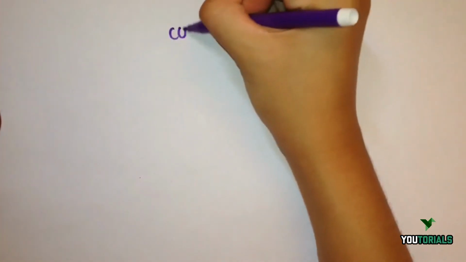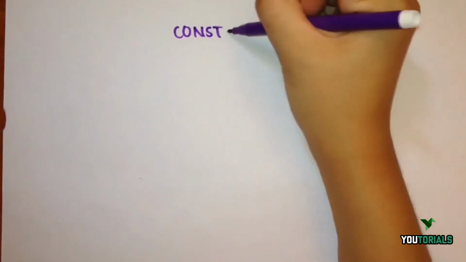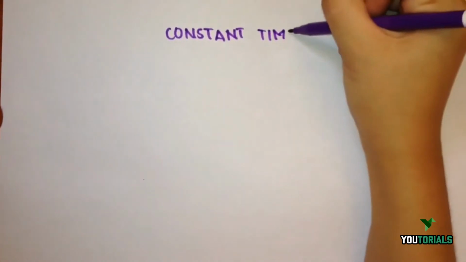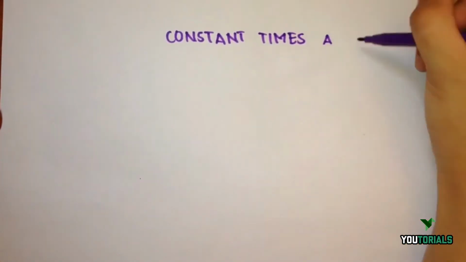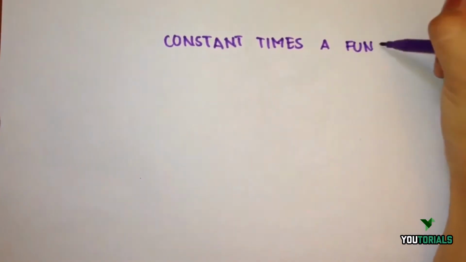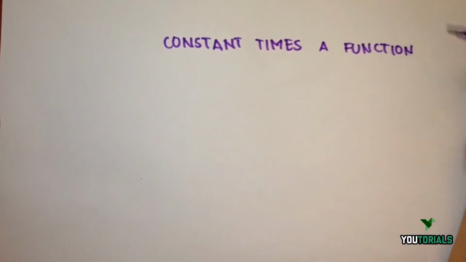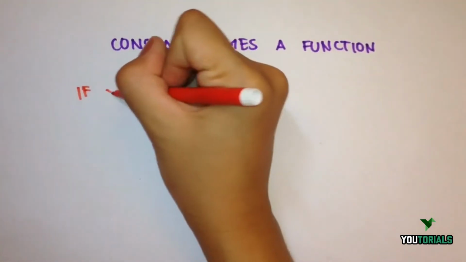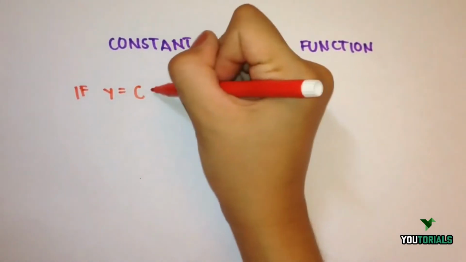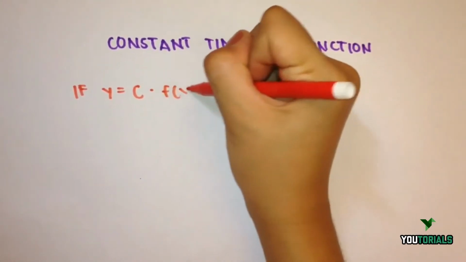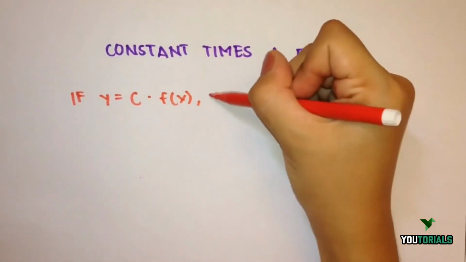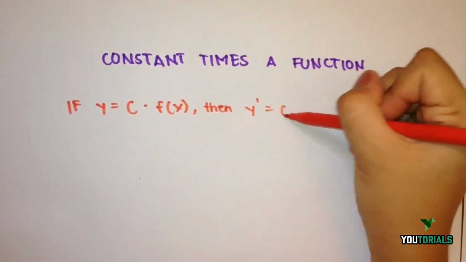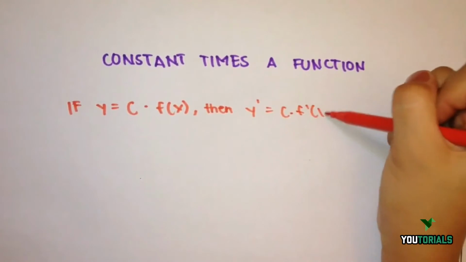Next rule we have is constant times a function. The derivative of a constant times a function is equal to the constant times the derivative of the function. So all you need to do is find the derivative and multiply it by the constant. So if y is equal to constant times f of x, then y prime is equal to constant times f prime of x.